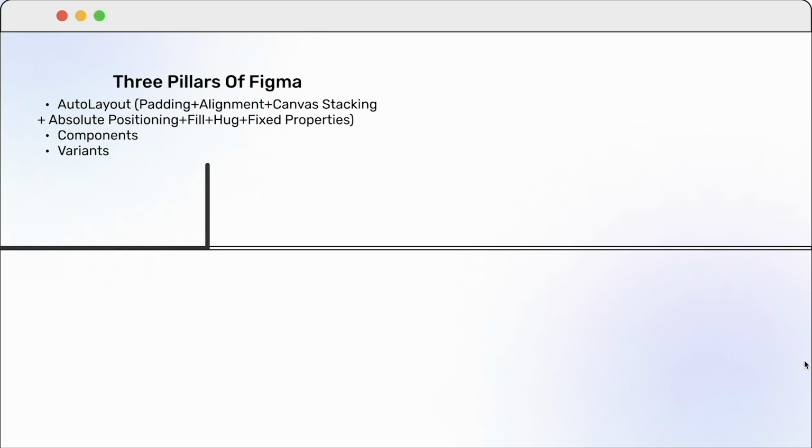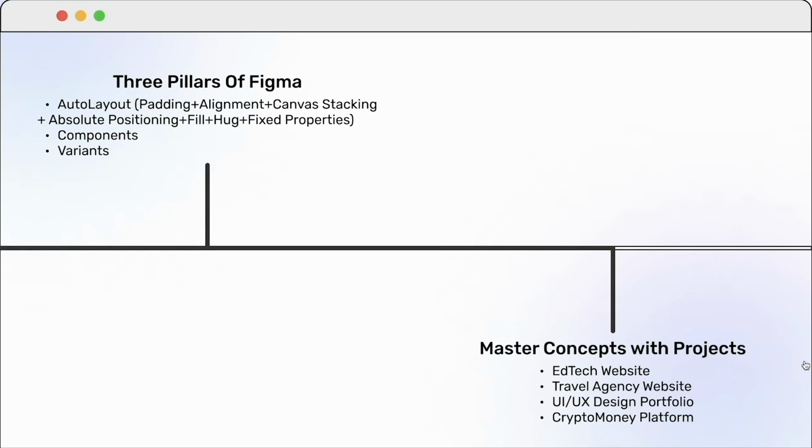In this section, we will learn auto layout, components and variants. We will explore all properties of auto layout with multiple examples and we will see multiple use cases for these. These are the three major features of Figma. The next few sections would consist of projects. We will design multiple projects to summarize all the concepts that we have learned so far.